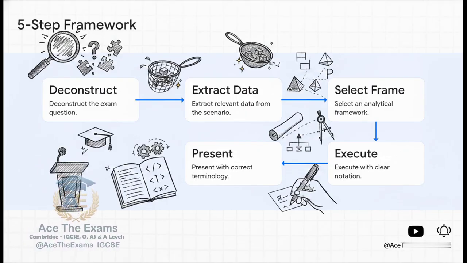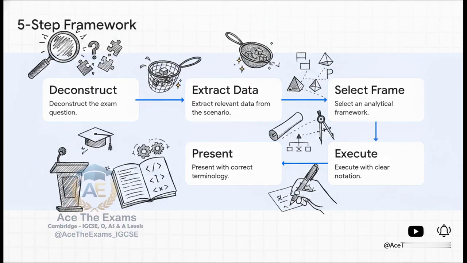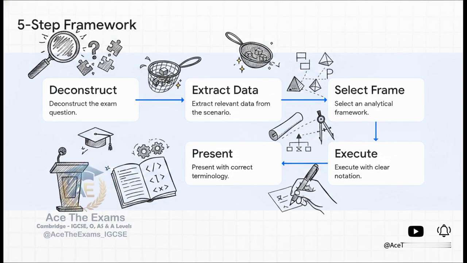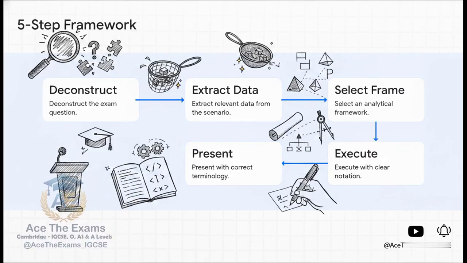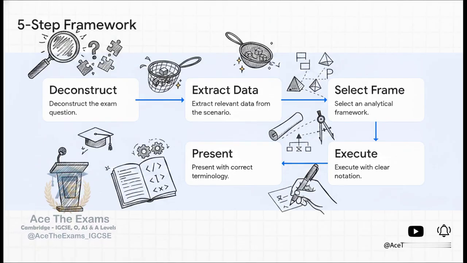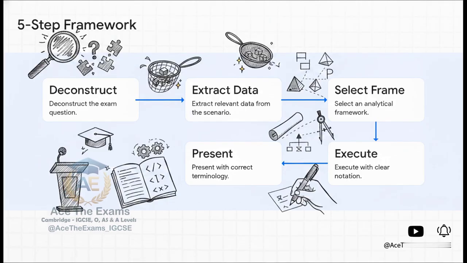Step 3. Select an analytical framework. Will you use a structured PEEL paragraph for a written response, or will you use standard pseudocode conventions for a programming task? Decide before you write. Step 4. Execute with clear notation. Write cleanly so the examiner can actually read your logic. Step 5. Present with perfectly correct terminology. Don't say thing, say object. Don't say variable, say attribute. If you strictly follow this 5-step algorithm, you will methodically dismantle even the most terrifying, complex past paper problems.